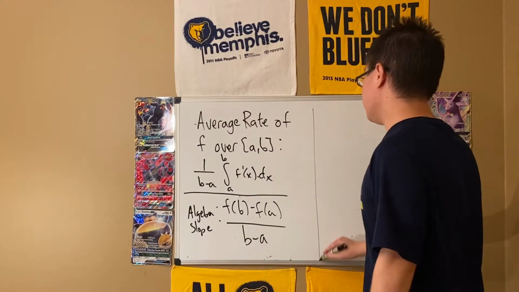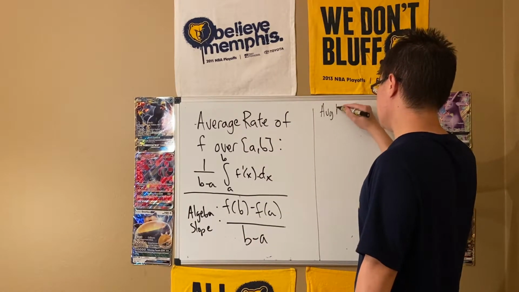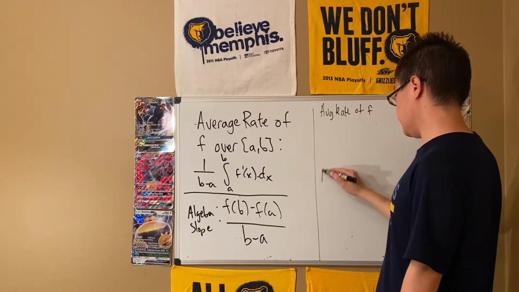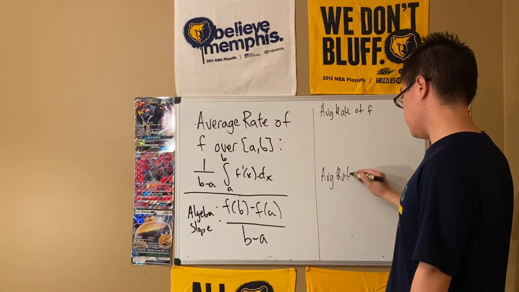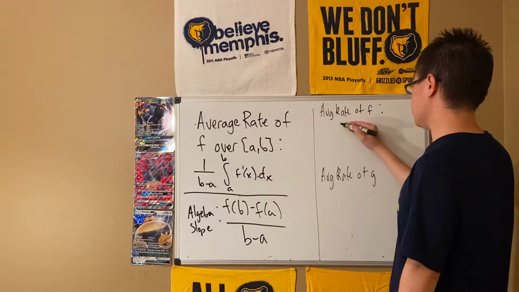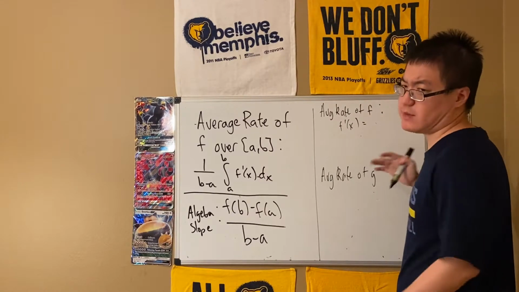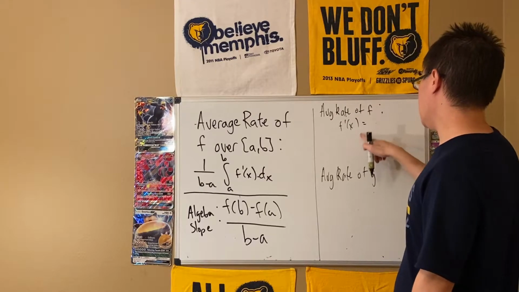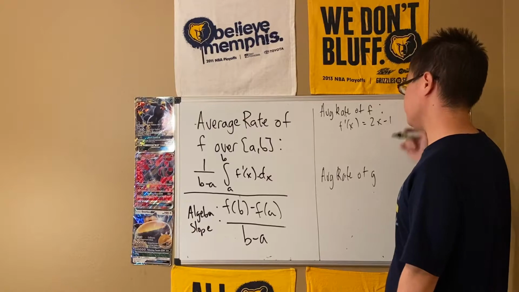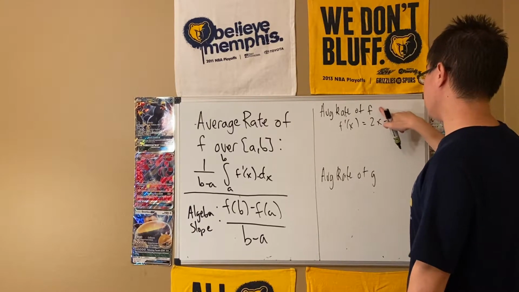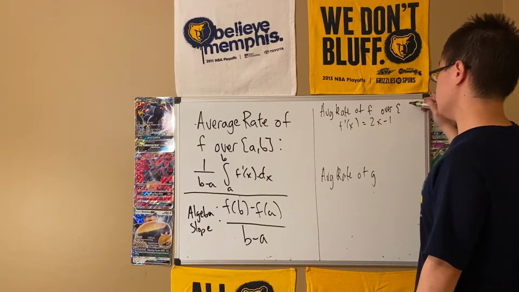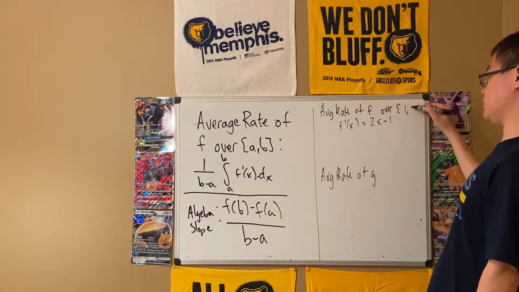So let's say we're trying to find the average rate of f, and then we're going to do the average rate of g to switch it up. And let's say we are given the fact that f prime of x, we'll keep it kind of simple here because I don't have a lot of space, let's just write it as 2x minus 1. We're going to find the average rate of f over the interval. Hopefully you can see this, I don't even know if I'm blocking this, but it's 1 to 3.